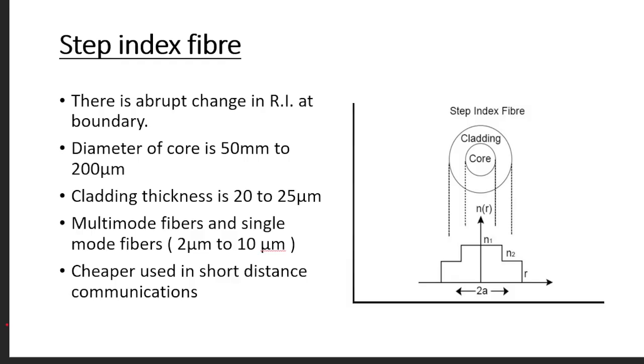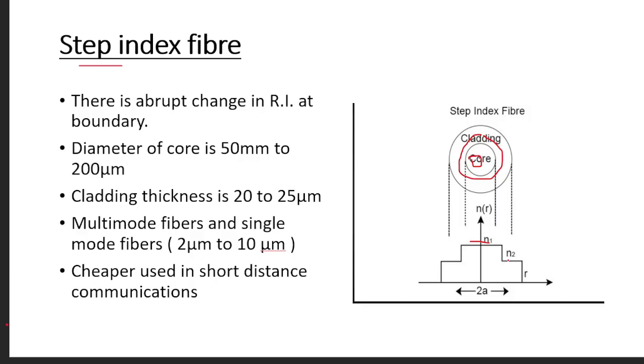So in step index fiber, what will happen? As its name suggests, the refractive index changes in a step. That means if here is the core material, it has the refractive index of N1, and the second material is the cladding material. The refractive index of cladding is denoted by the symbol N2. From core to cladding, the refractive index changes abruptly. That means from core to cladding, it gives us a discontinuous refractive index.